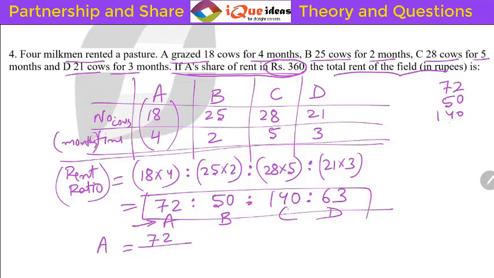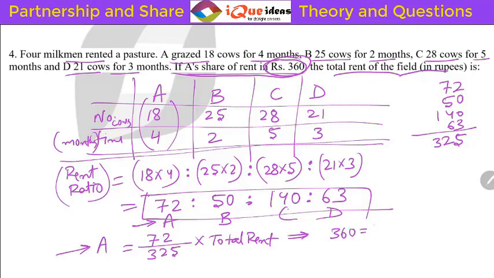Okay, if you simply add them, you will get 3 and 2 is 5, 7 and 5 is 12, plus 4 is 16 and 6 is 22. I'll repeat, 6 plus 4 is 10 and 5 is 15 and 7 is 22. So 2 here and 2 and 1 is 3. So it is 325. 72 by 325 into the total value, whatever is the total rent, right? This should be the calculation. And A's share is already given, 360. So this means 360 is equal to 72 upon 325 into total rent, right?